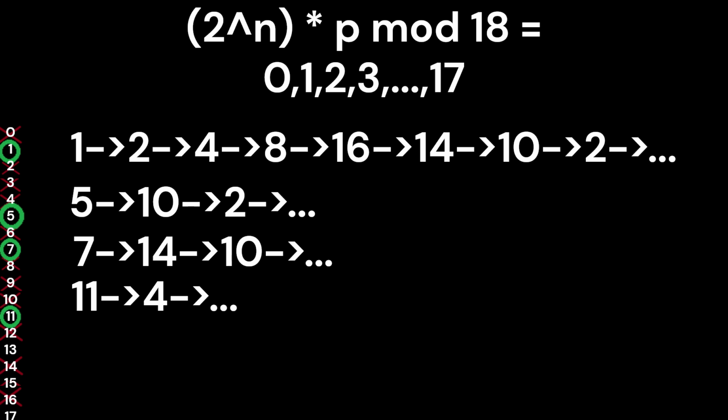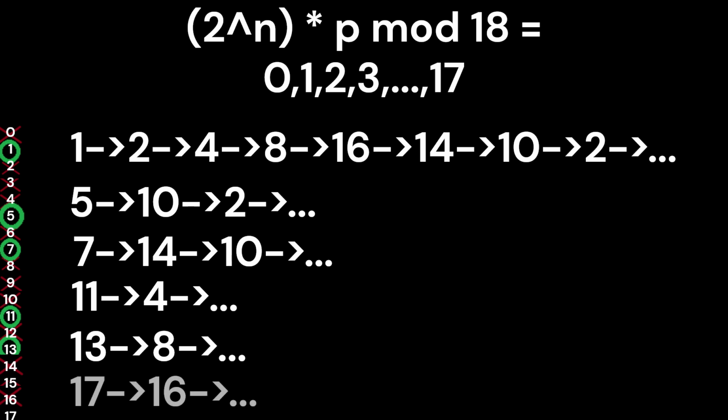12 is divisible by 2. 13 goes to 8. 8 is also in the main loop. 14 is divisible by 2. 15 is divisible by 3. 16 is divisible by 2. And 17 goes to 16, and 16 is in the main loop.